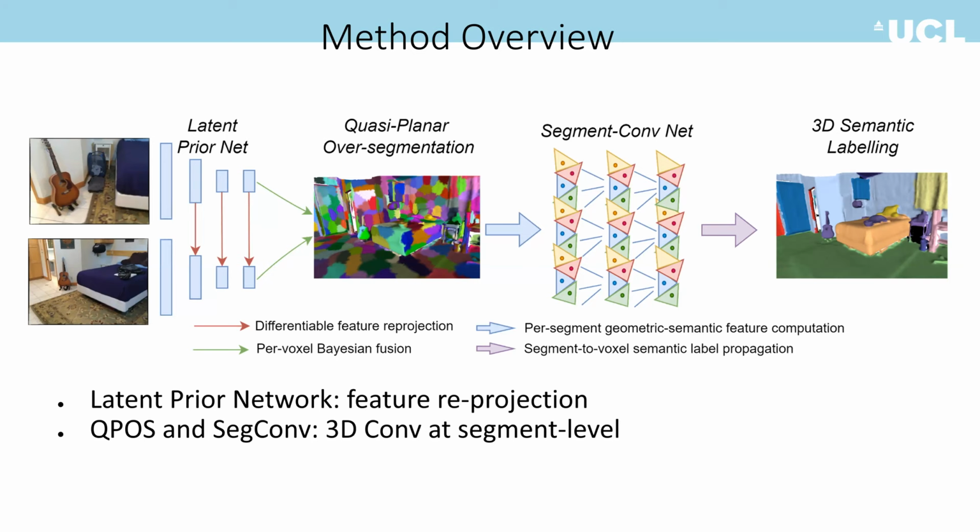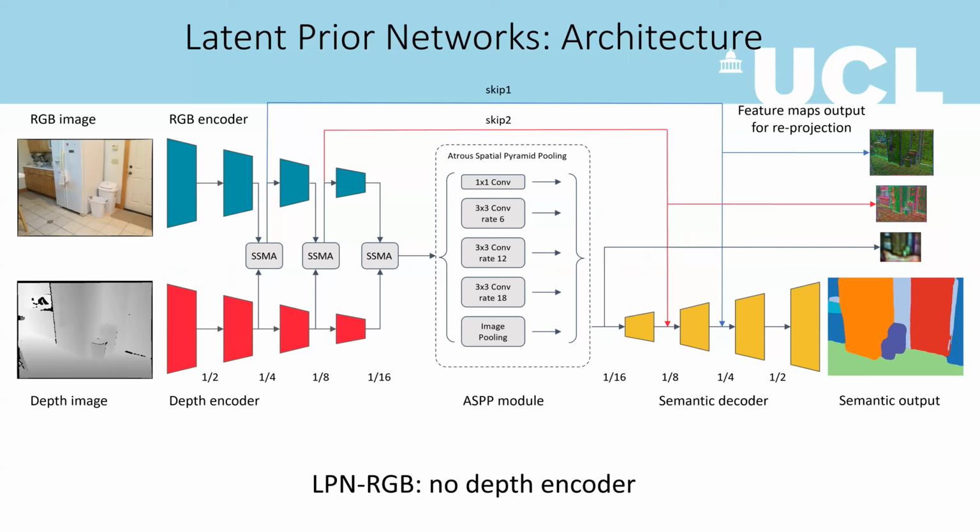And next I'm going to introduce SAMLabs. The first is this latent prior network. It's just a standard UNet architecture with one or two encoders. If you use RGBD inputs, you can have two encoders, and if you have RGB only, you just take one. And apart from the semantic output, we also output the intermediate features, which are used in the reprojection process.